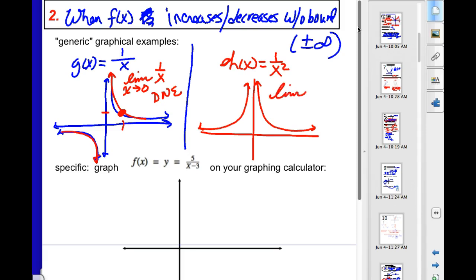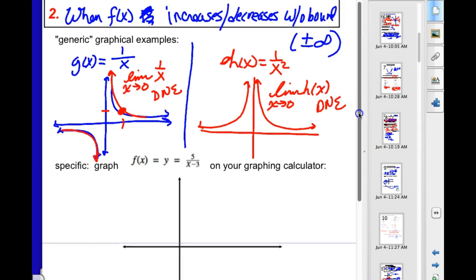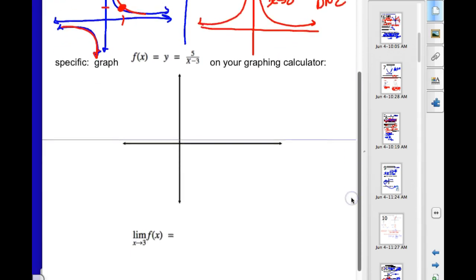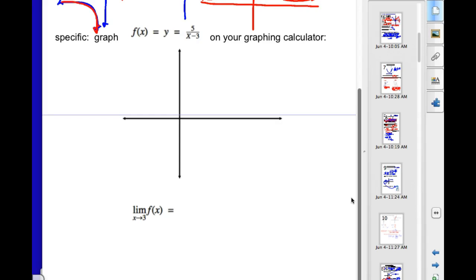So we'd say the limit as x approaches 0 of h of x does not exist, because it has unbounded behavior. We say it increases or decreases without bound. So let's take a look at this one. It says to use your graphing calculator to do this, but I would challenge you that you shouldn't need one. Think of the parent function for this one.